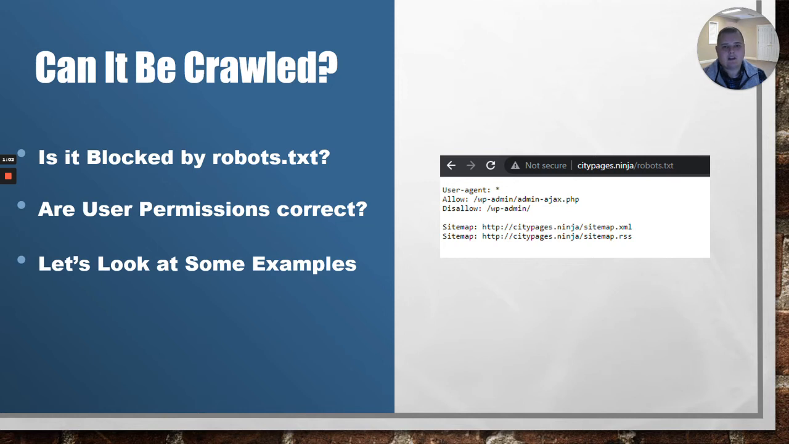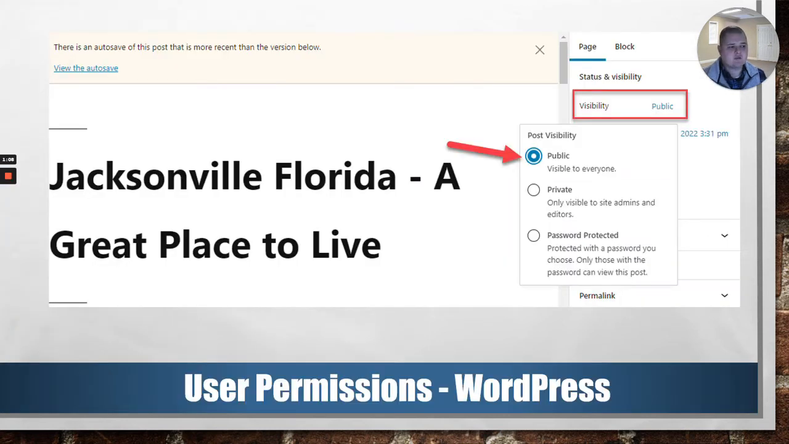Next, we need to look at our user permissions. And to do that, we're going to take a look at some examples. We're going to look at two different commonly used content management systems. The first one is WordPress. And so in WordPress, I have brought up a post or a page, and over here I can see the status and visibility of it. And if I click on public, I can set it to private or password protected.